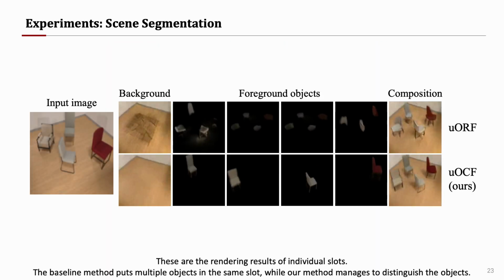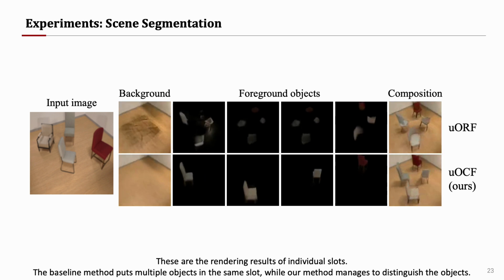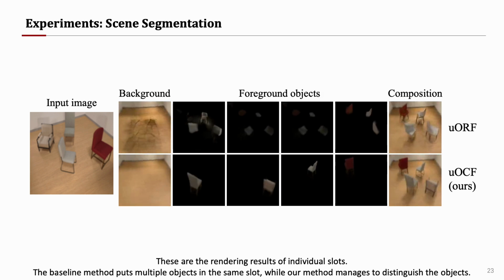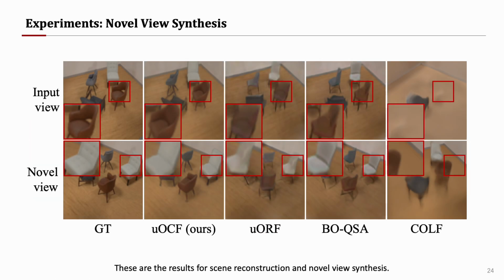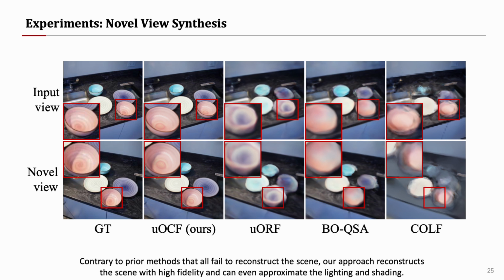These are the rendering results of individual slots. The baseline method puts multiple objects in the same slot, while our method manages to distinguish the objects. These are the results for scene reconstruction and novel view synthesis. Contrary to prior methods that all fail to reconstruct the scene, our approach reconstructs the scene with high fidelity and can even approximate the lighting and shading.